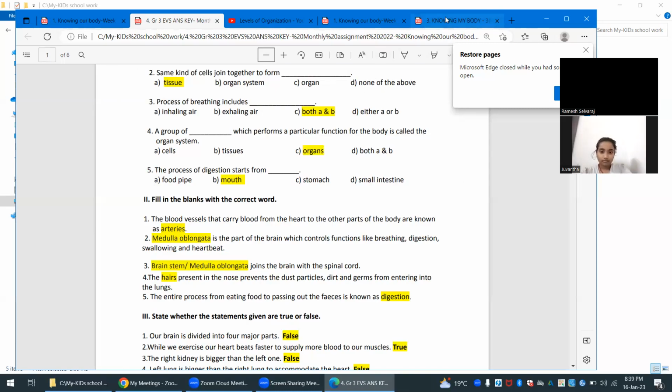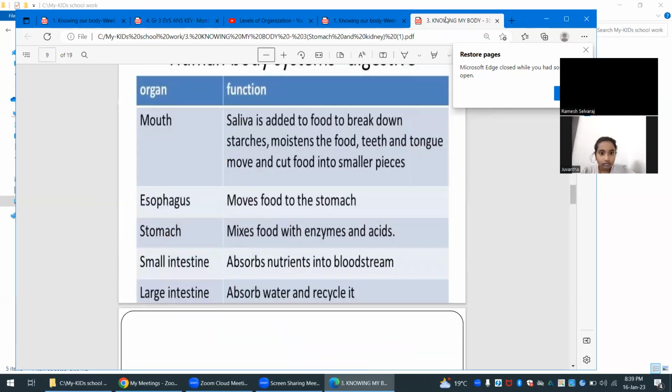Then what's the function of food pipe? That means esophagus. Esophagus moves food to the stomach. How does it move? Like we are swallowing it. Yeah, after swallowing it, it moves the food down to the stomach.